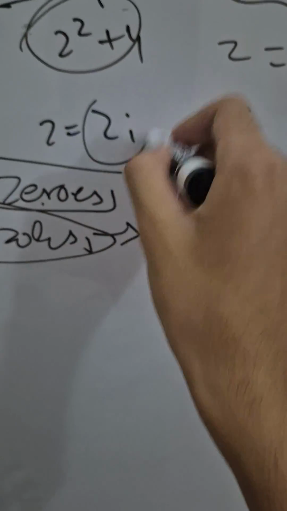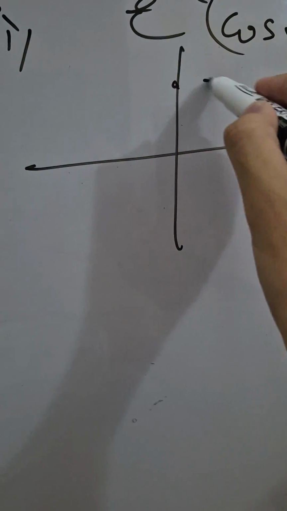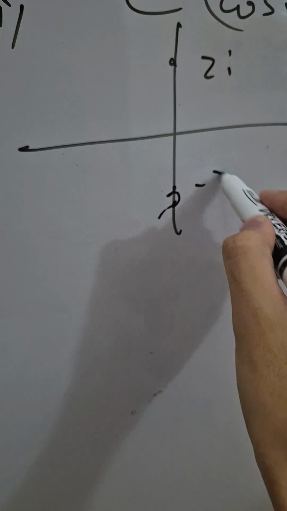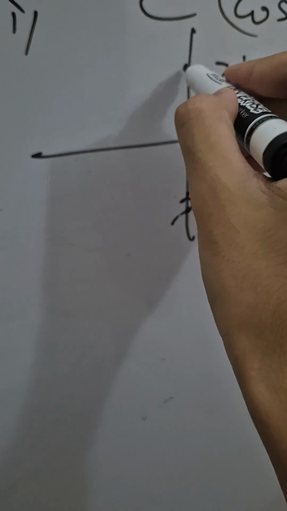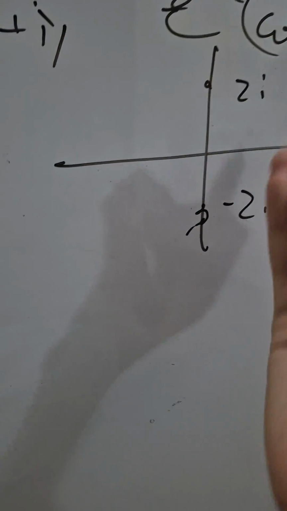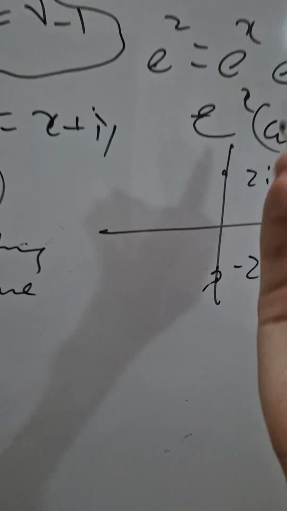I'm talking about this function right here. These are the singularities, points where the function blows up to infinity. Think of this as my complex plane. This is 2i, and this is negative 2i. It blows up here. At this point, you can show it by colors or 3D or whatever.